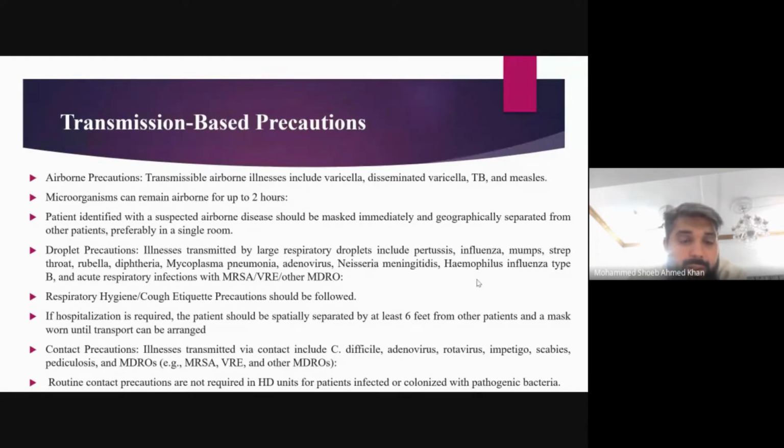So now comes the droplet precaution. Illnesses transmitted by large respiratory droplets include pertussis, influenza, mumps, diphtheria, mycoplasma, and adenoviruses. But most importantly, if you have covered them with a mask, the chance of getting all these infections comes down. And we need to teach the patient respiratory hygiene as well as cough etiquette, how to cough into the elbow, and not rely just on a face mask. If it's not available at the time, then at least use a kerchief or a cloth to cover the mouth. And if hospitalization is required, this patient should be kept in a separate area, at least 6 feet from other patients, to prevent infection to the patient next to him.